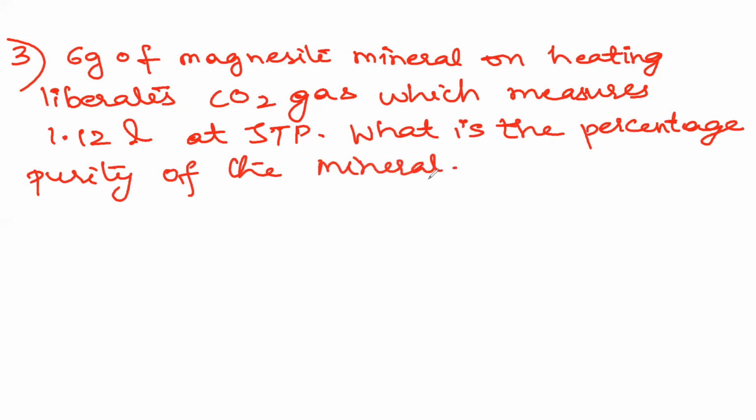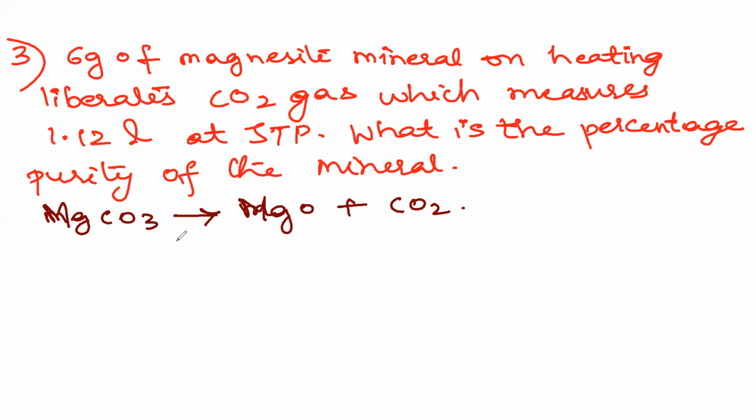Before going to the solution, let me tell you, magnesite means magnesium carbonate. Magnesium carbonate on heating liberates carbon dioxide gas. Already we know that. So first we have to write the balanced chemical equation: MgCO3 gives rise to MgO plus CO2. So magnesium carbonate on heating forms magnesium oxide plus carbon dioxide.